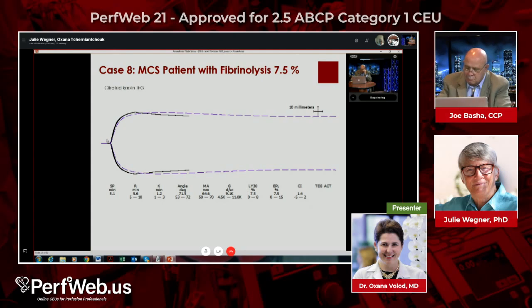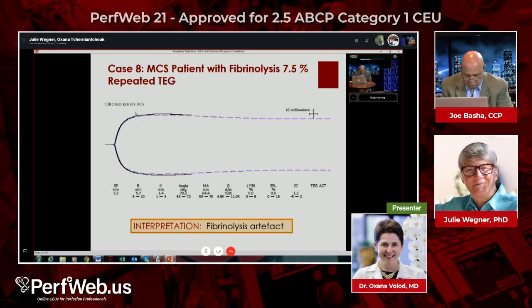Now, if I look at this TEG, it looks very normal, but there is suddenly this very minute dip. And for me, this is not quite real. Now, I have interpreted over 7,000, maybe 8,000 TEGs by now, I think. So for me, it's more of an artifact. Yes, this is very subtle, but for me, that was not real. And I did ask the team to repeat the TEG.